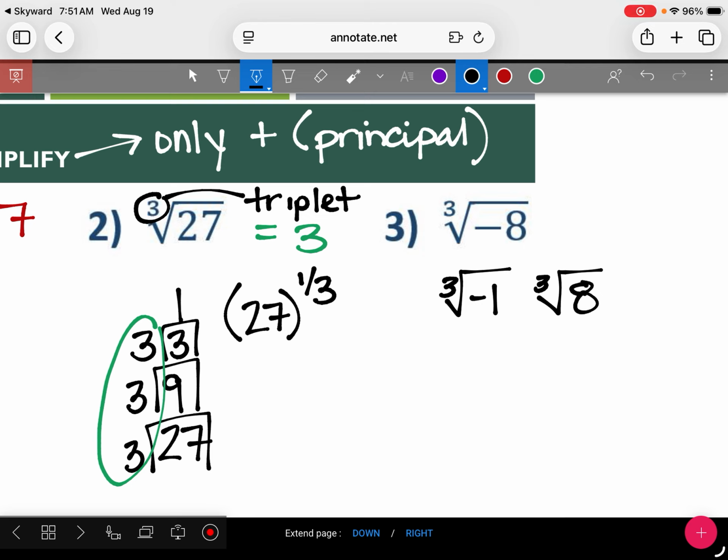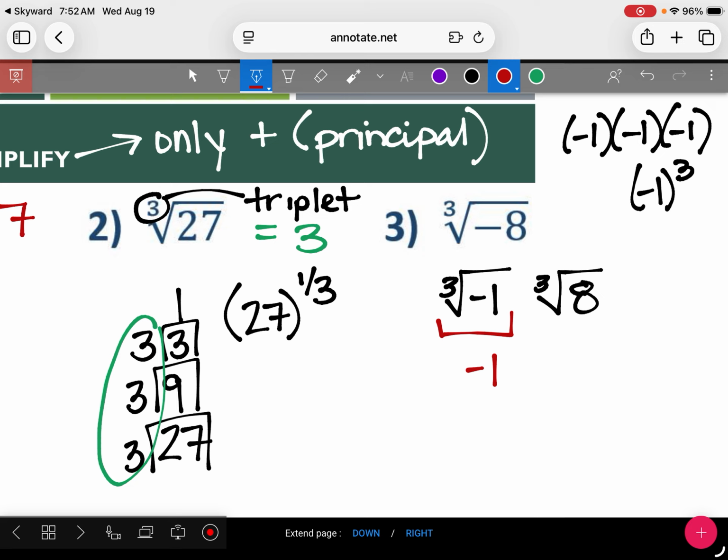So the square root of -1 is i, or imaginary. But the cube root of -1 is -1. So let me explain that. If you type in your calculator -1 times -1 times -1, or -1 to the power of 3, you're going to get -1. So the cube root of -1 is actually -1. It's not imaginary.